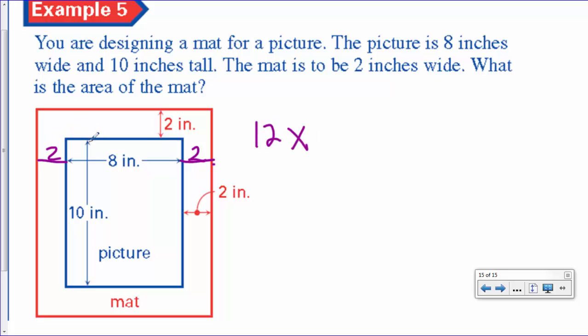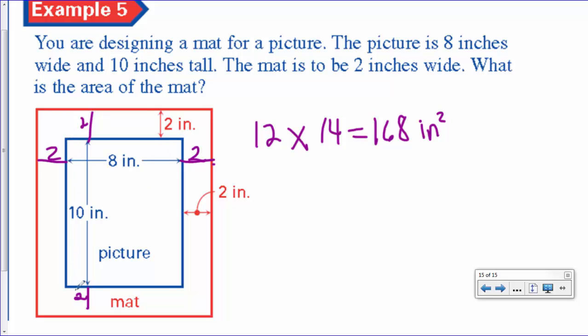by 10, 2, and 2, 14, which equals 168 square inches. That would be for the entire outlined area in red. We want to know how much is the mat. That would be between the red and the blue rectangles.